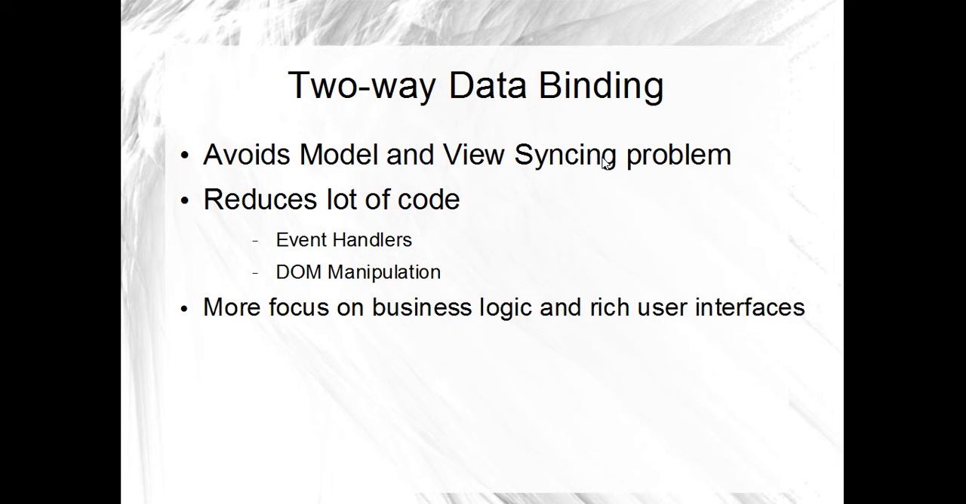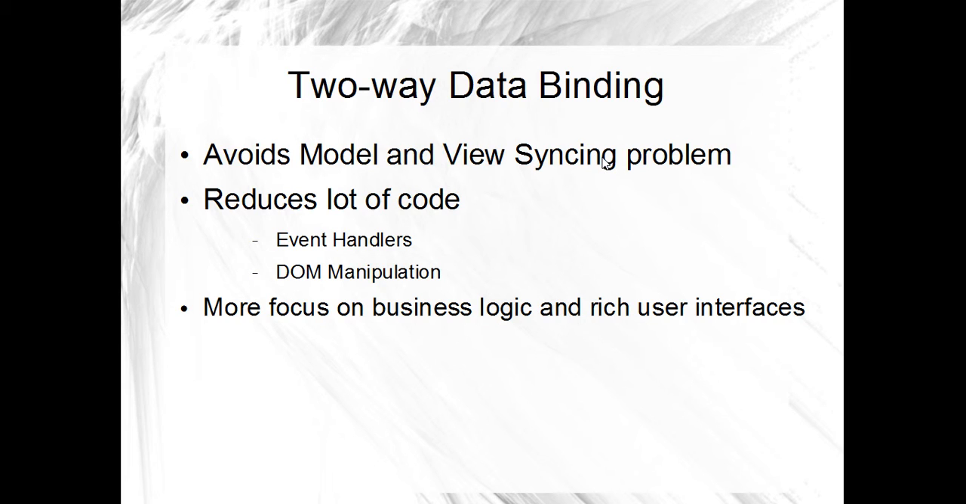One of Angular's most well-known features is its two-way data binding between models and views. This avoids the model and view syncing problem. It also greatly simplifies the problem of keeping data synchronized between two application components. Two-way data binding means that when the user updates the view, the model data is automatically updated to reflect the changes. Similarly, if the controller modifies the model, the view is updated as well.